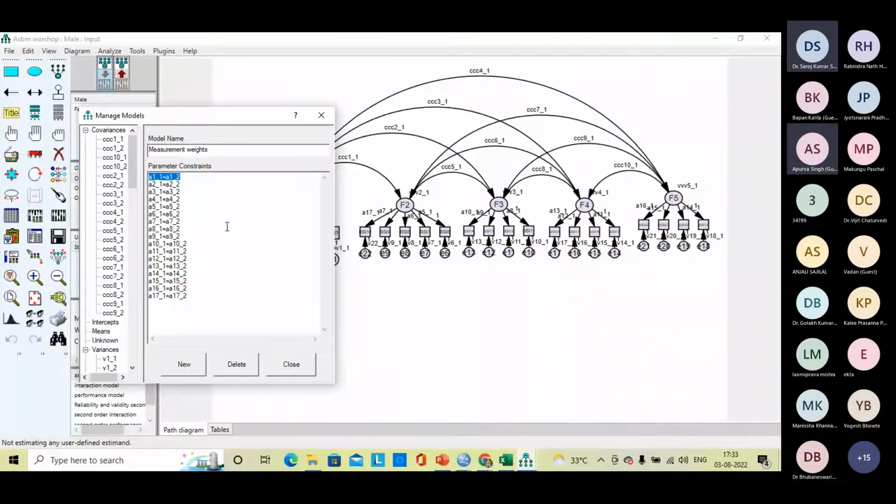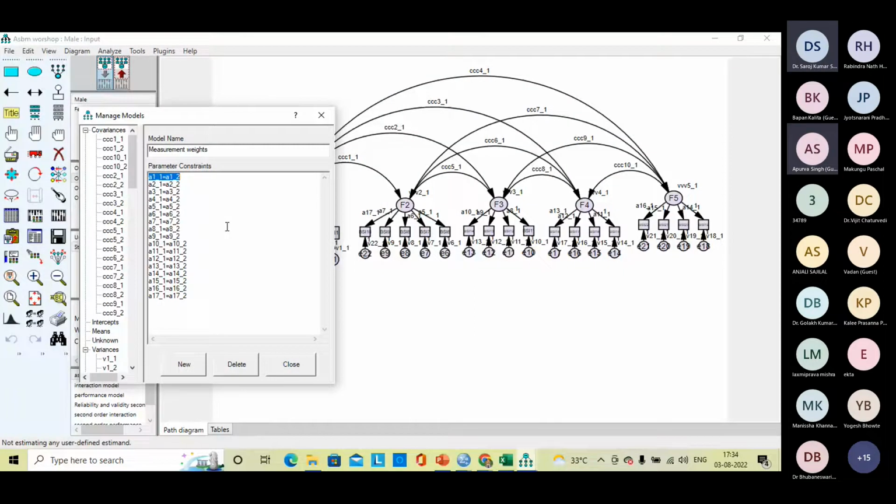What does it mean? The first indicator that is measuring the first factor for the male has been compelled to be equal for the female. The first indicator measuring the first factor for the male is constrained, or compelled by the researcher, to be equal to the female. So A1_1 has been equalized with A1_2.